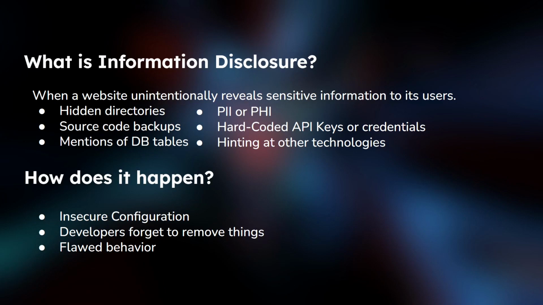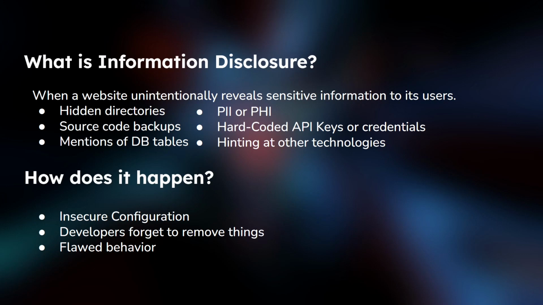So, information disclosure is when websites unintentionally reveal sensitive information to users. Obviously, different information holds differing levels of severity, and we'll talk about that in a second when we go over impact. But it could be user data, it could be business secrets, could be details about the web application. Some examples are hidden directories, personally identifiable information, PII, or public health information, PHI. I think those are the right acronyms.